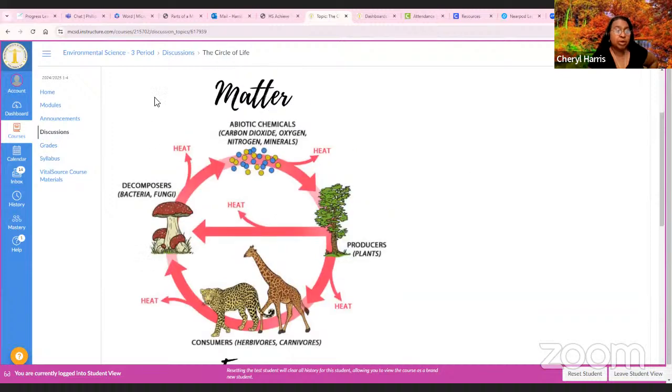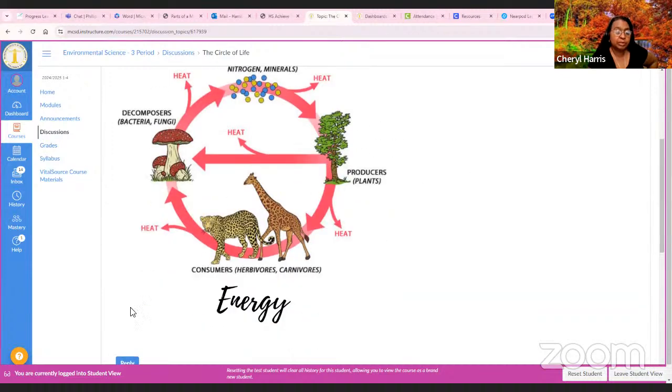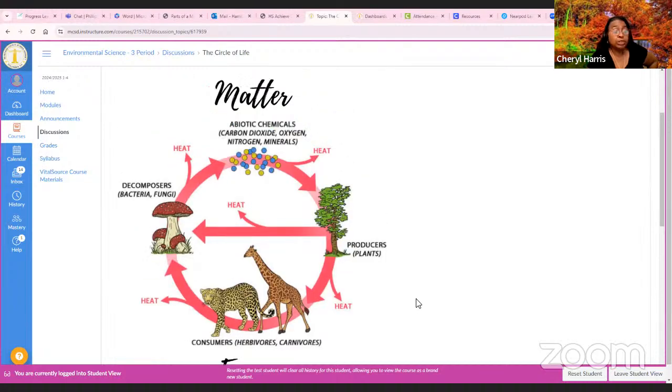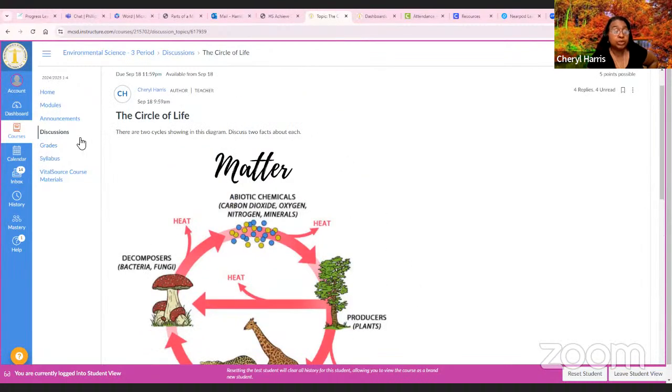The top part of the circle is labeled matter. The bottom part is labeled energy. So when you answer the question, it says there are two cycles showing in this diagram. Discuss two facts about each cycle. The line going across the middle of the big circle divides the matter circle from the energy circle. So explain what you see. This is just a warm-up.